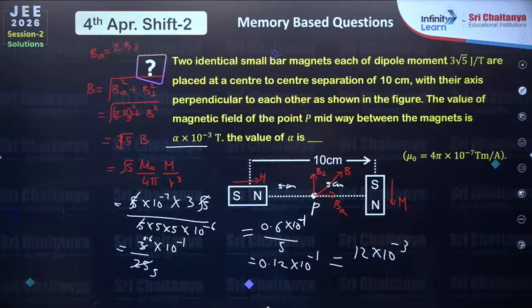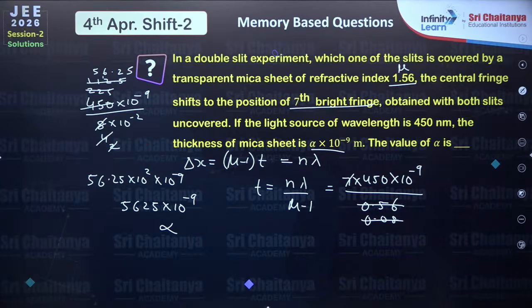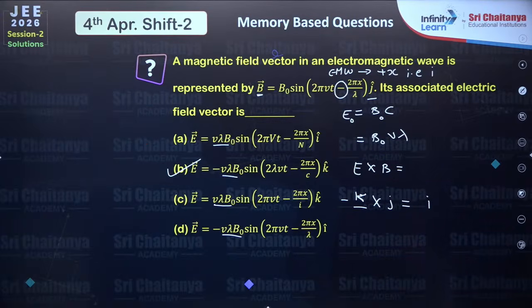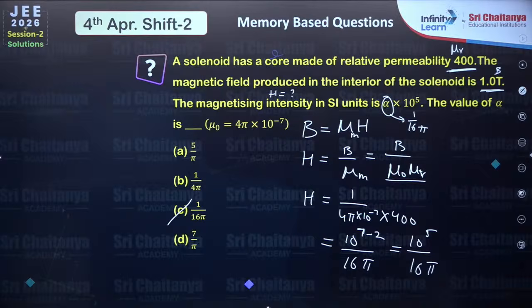So as you see, this question, two identical small bar magnets, the double slit question. This is the magnetic field vector in an electromagnetic wave. E is equal to BC, solenoid.